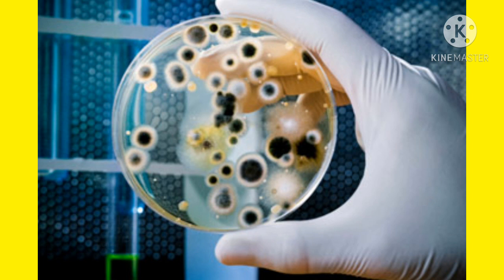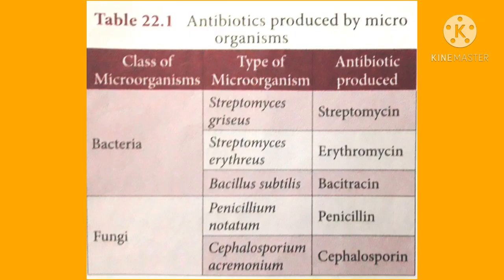Okay. Now we can see some of the types of microorganisms and what antibiotics are produced. Class of microorganisms, the first one is bacteria. Type of microorganism, Streptomyces crassus. Antibiotic produced, streptomycin. Second one, type of microorganism, Streptomyces erythraeus. Antibiotic produced, erythromycin.